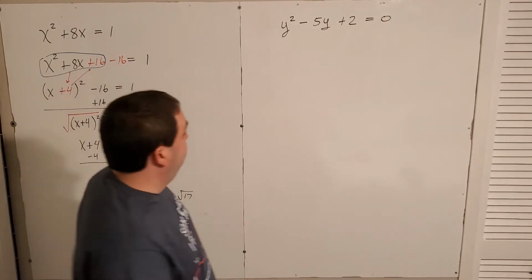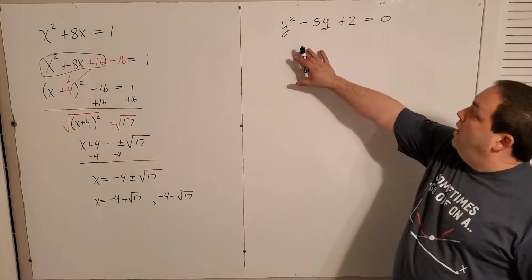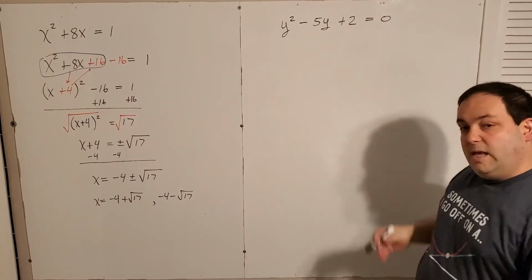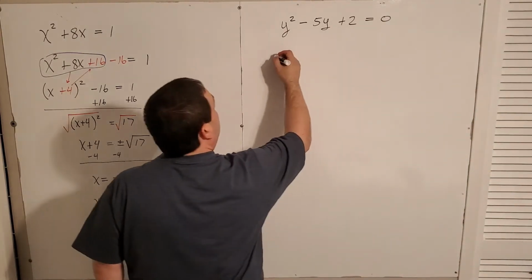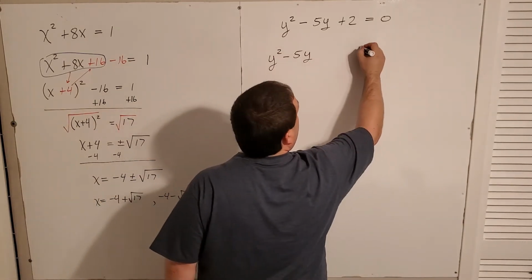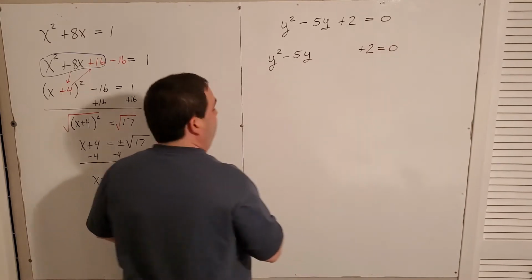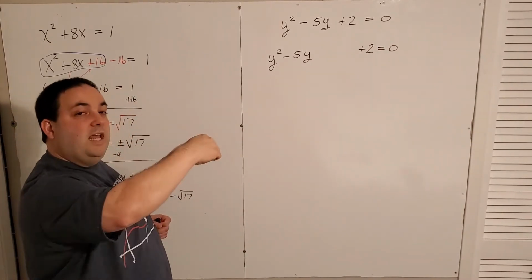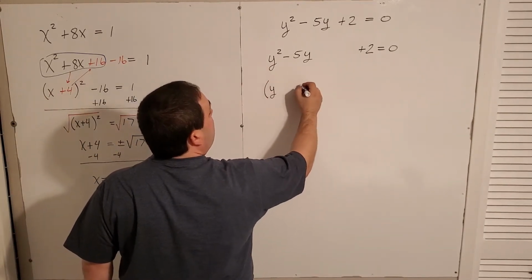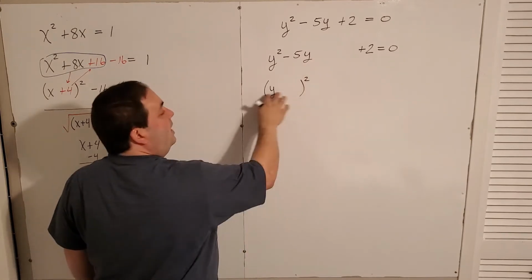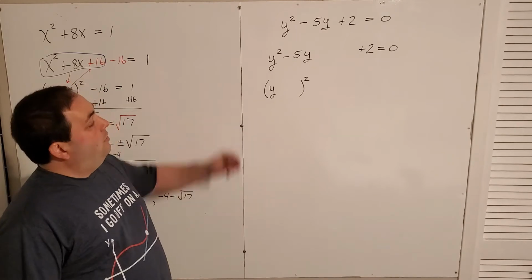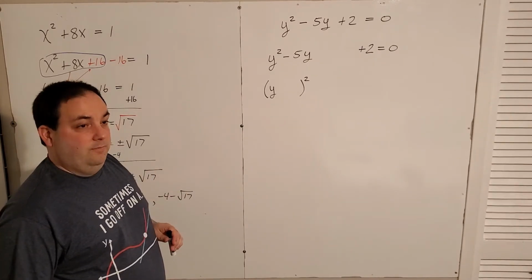Okay, let's try again. Right here. y squared minus 5y plus 2 equals 0. Step 1, separate it out. y squared minus 5y, separate, plus 2 equals 0. Set up the next step. That's going to be a y, not an x, because we're not doing x, inside of a parentheses squared, right? Okay. Then we need to start feeding off of the pieces here.